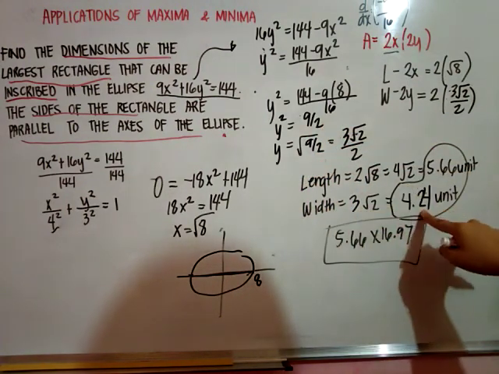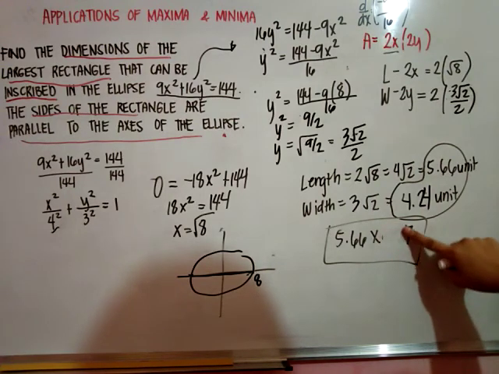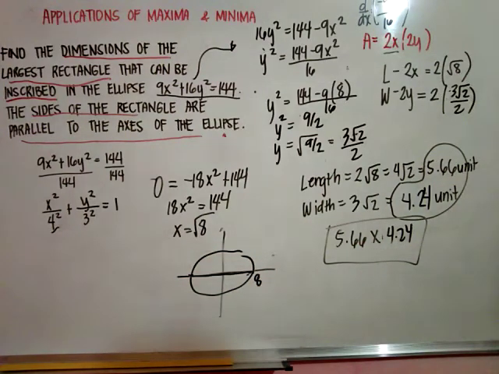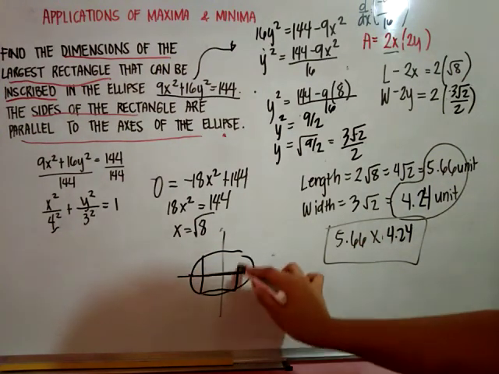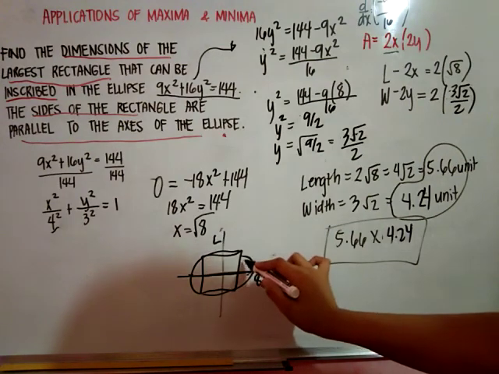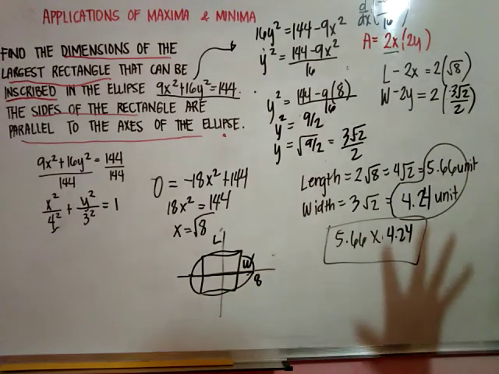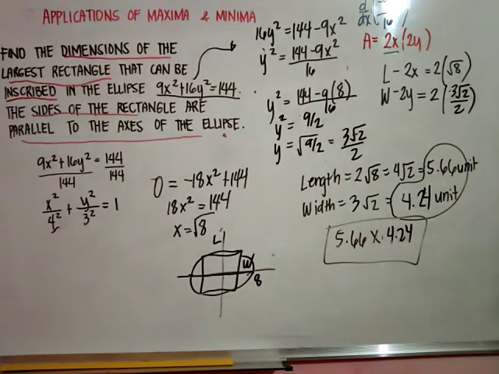Yung width nito, so we have 4.24. Therefore, the final answer would be 5.66 by 4.24 yung sukat niya. Ito, So, this is the length and then the width or the height. So, yun lang. So, isang pagkakamali, damay lahat. So, sa exam naman, I will give points to the solution. Hindi lang ako basta magbabase sa final answer. So, make sure always provide a solution so that you can get a partial points during exam or quizzes.